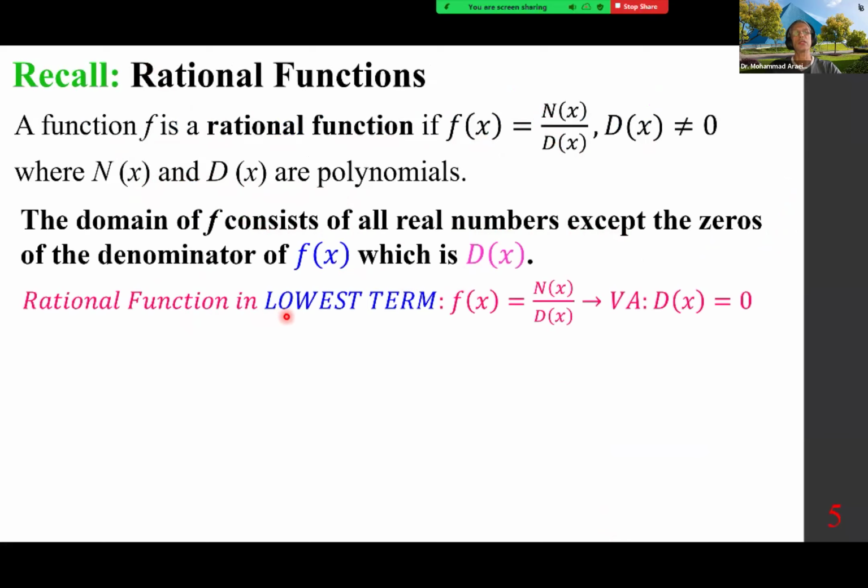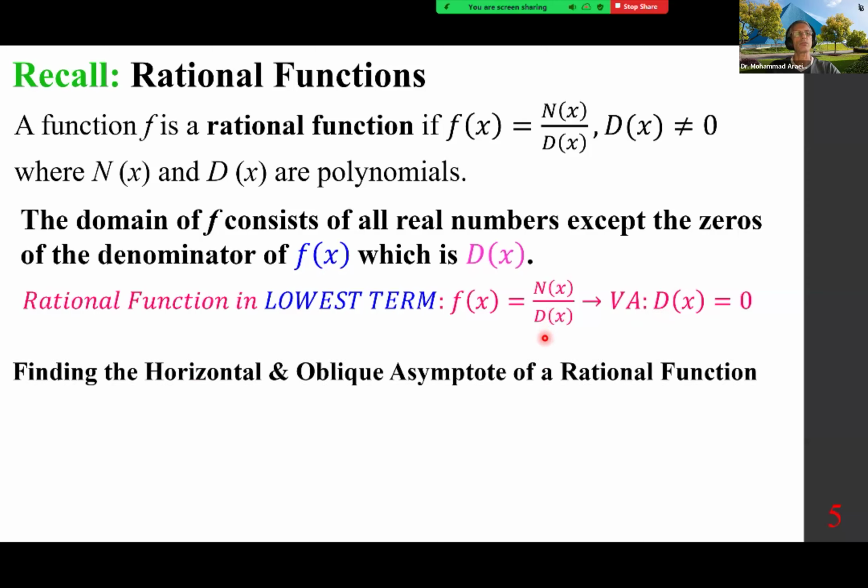Rational function in lowest terms, f of x equals n of x over d of x. Then for the VA, short for vertical asymptote, you set the denominator equal to zero. It's important to put it in lowest terms first.